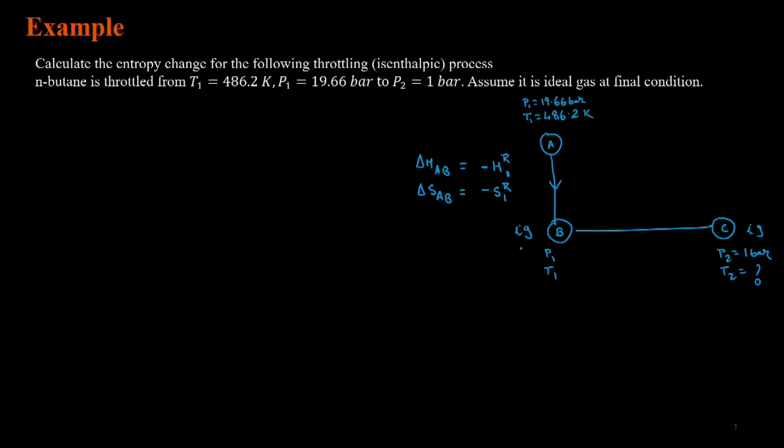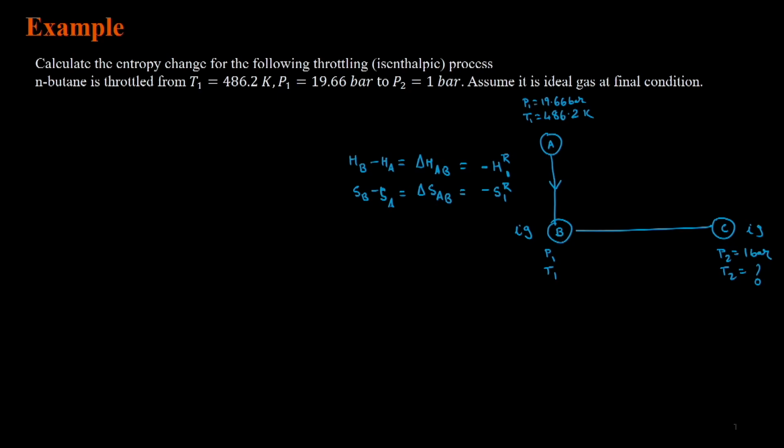This is because delta H A to B is HB minus HA, that is the ideal gas value minus the real gas value, which is by definition negative of the residual thermodynamic property. So if I can calculate the residual thermodynamic property at the initial condition, then I know what H1R and S1R are, and hence the change along the path A to B.